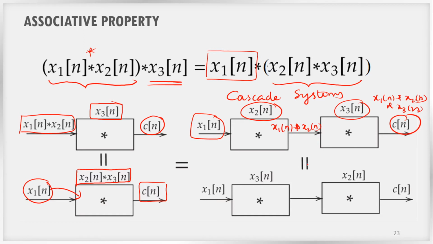So due to the commutative property, we can change the order of this cascading. Instead of x3 of n, you can put x2 of n here and x3 of n here, and you can give x1 of n as the input. The same result c of n we will obtain. So the associative property helps us to change the order in cascading the systems, and we can split the systems into different cascades or serial connections because of this property. So that is the basic idea of associative property.